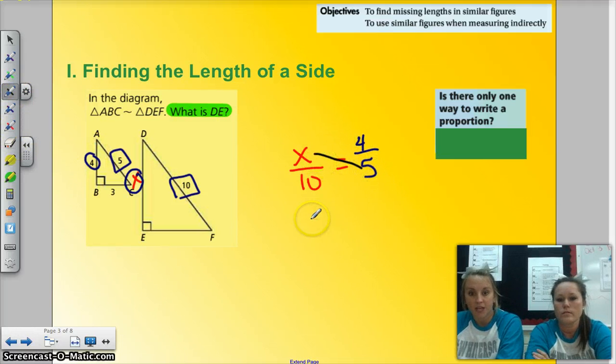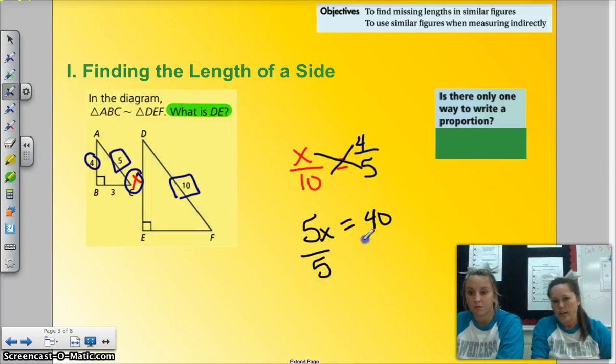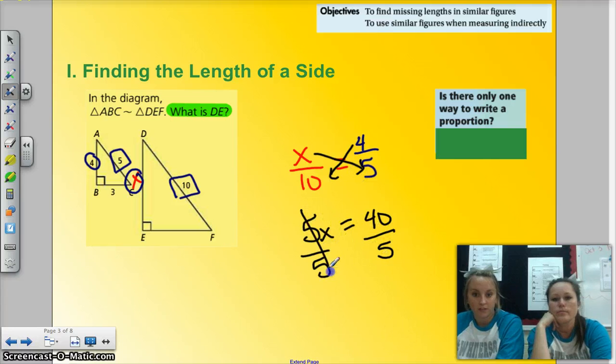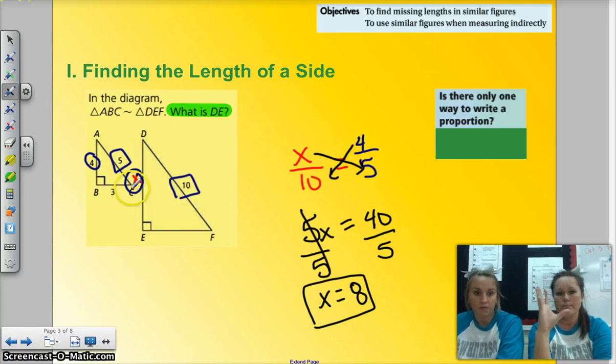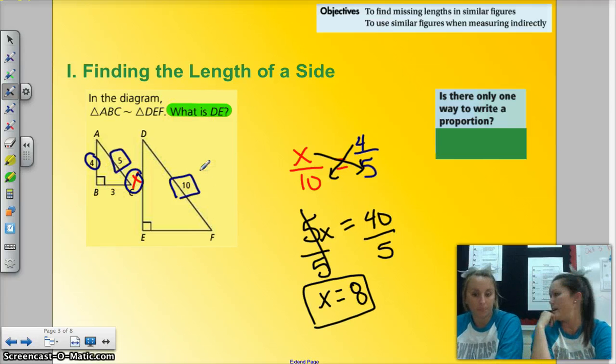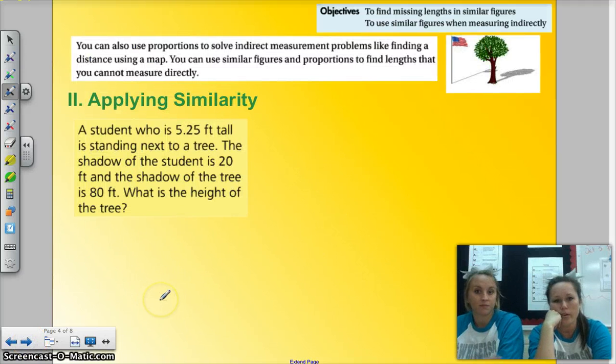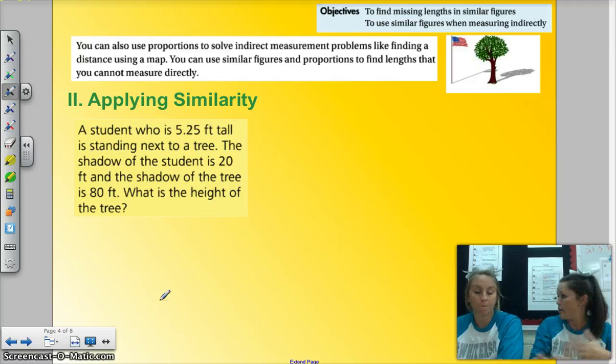So 5 times X, 5x, equals 4 times 10, which is 40. 40 divided by 5 is 8. Done. So that means that side DE is 8. It doesn't tell me centimeters or anything. You can also use proportions to do indirect measurement, like finding shadows and stuff like that.